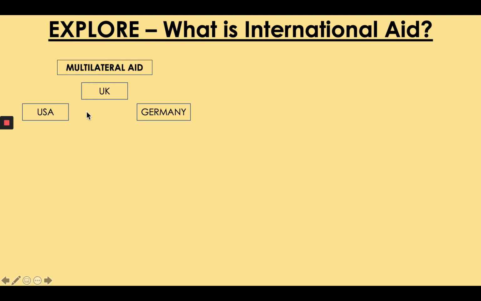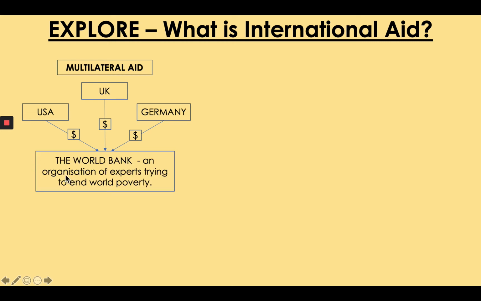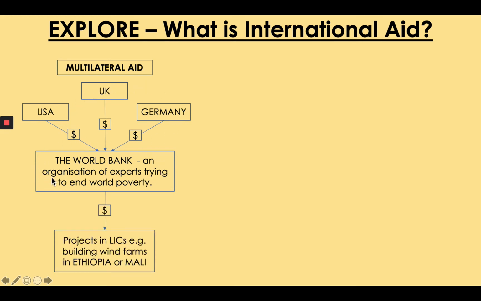For example, take three typical HICs, the USA, the UK and Germany. They could all give money to the World Bank, which is an international organization. The World Bank is an organization of experts trying to end world poverty. So its main purpose, its main goal is to end poverty and improve development around the world. And it has some of the brightest minds and best trained people on that job. And these governments of the HICs give money to this organization so that it can use that money to fund projects in LICs, for example, wind farms in Ethiopia or Mali.